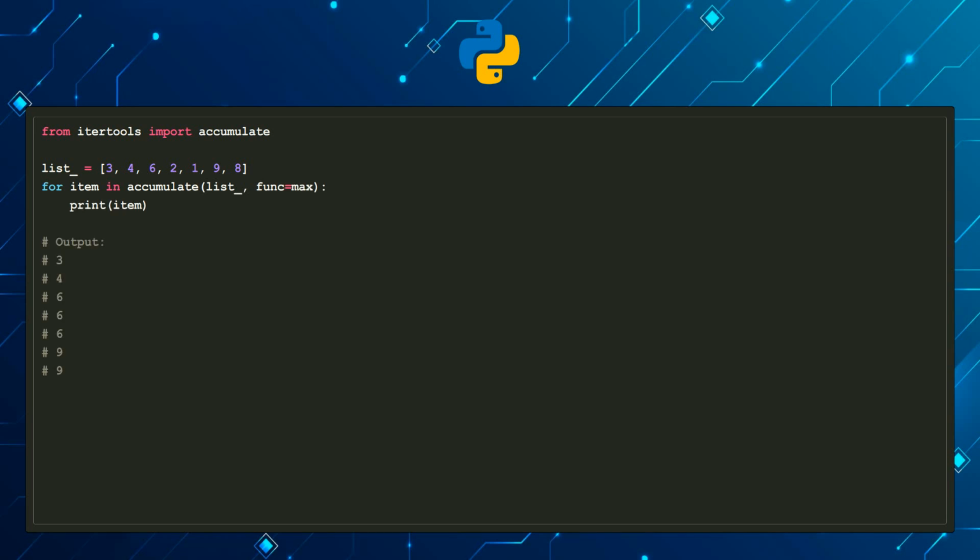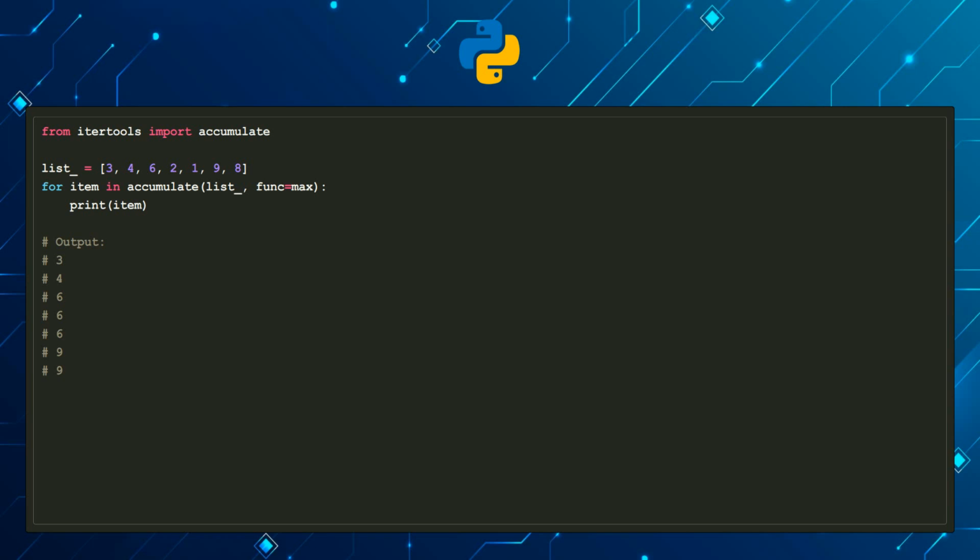First up, we have the accumulate function. This function allows us to perform cumulative operations on an iterable. By default, it computes the sum, but you can specify other binary operations too. Let's see it in action with an example. In this snippet, we utilize the max function within accumulate to track the highest number we've encountered in the list at each step. Pretty neat, right?